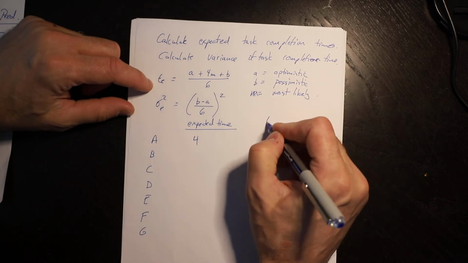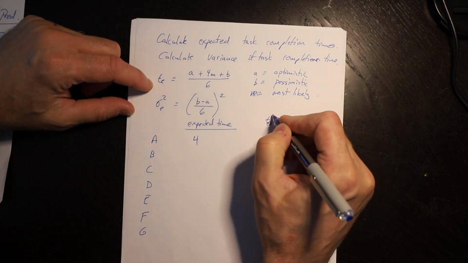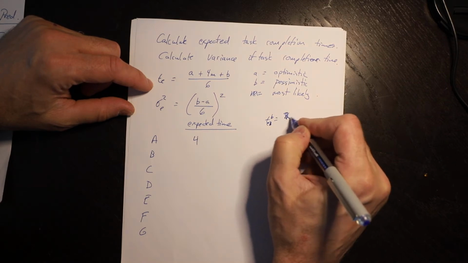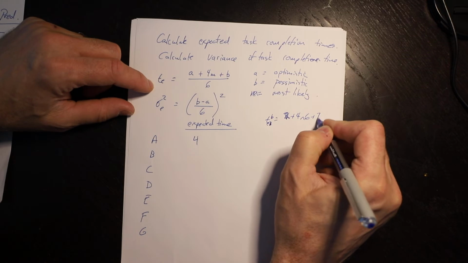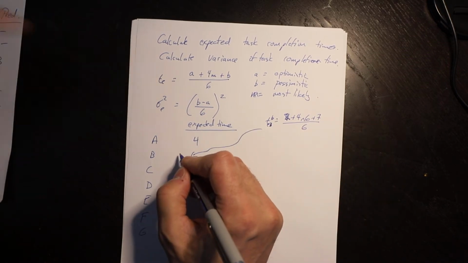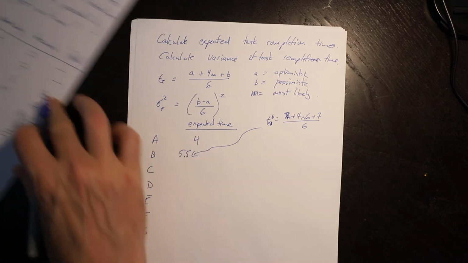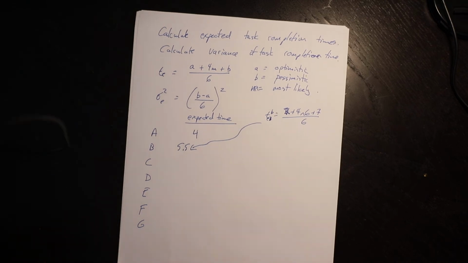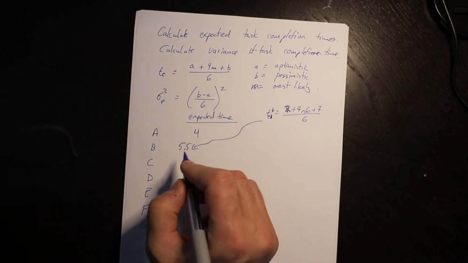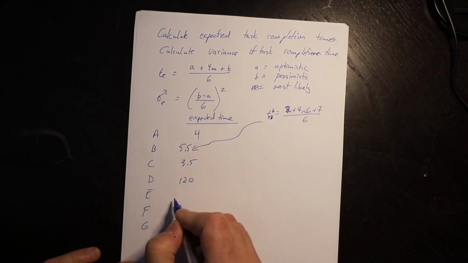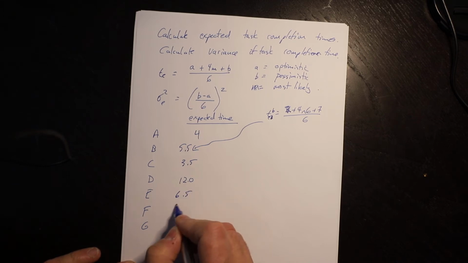So we would have TEB is equal to 2 plus 4 times 6 plus 7 divided by 6, and we would put that down here, and that would give us 5.5. That process is relatively straightforward, so I'm not going to repeat. The process is exactly the same. So we would get 3.5, 12.0, 6.5, 9.0, and 4.5.